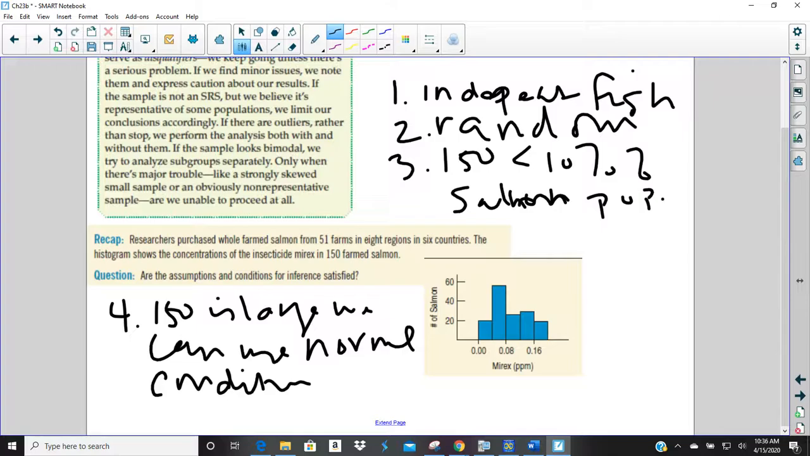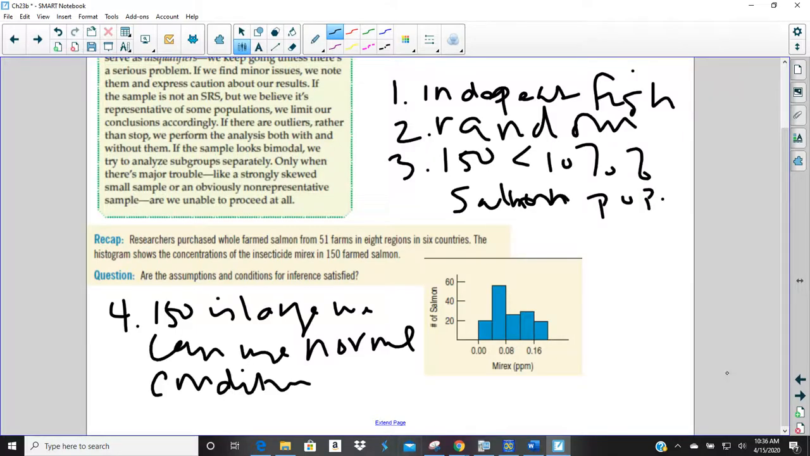By the way, the graph is not skewed. I mean, there's some slight skewing. It's a little more to the right than to the left, but it is definitely unimodal, mildly skewed, but it's not a concern with 150. Okay. So all the conditions have been met and we can proceed.